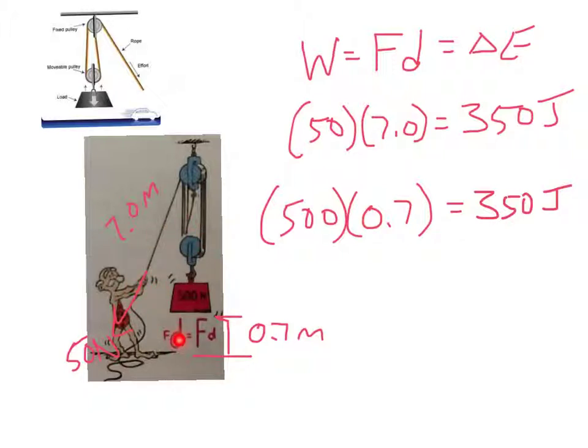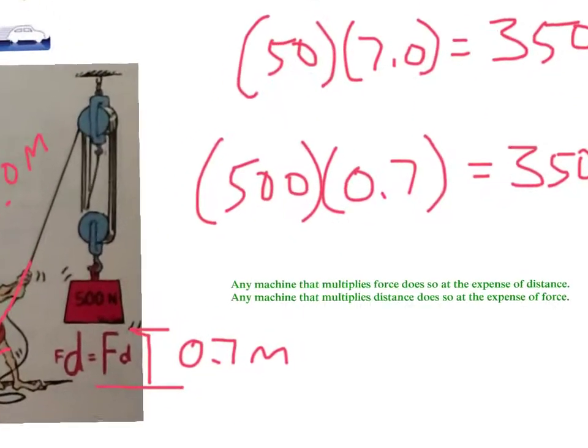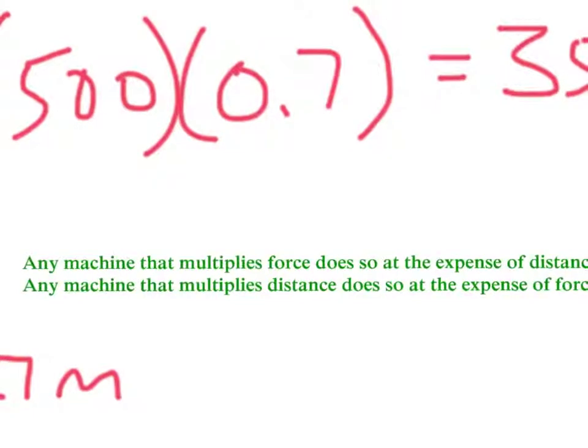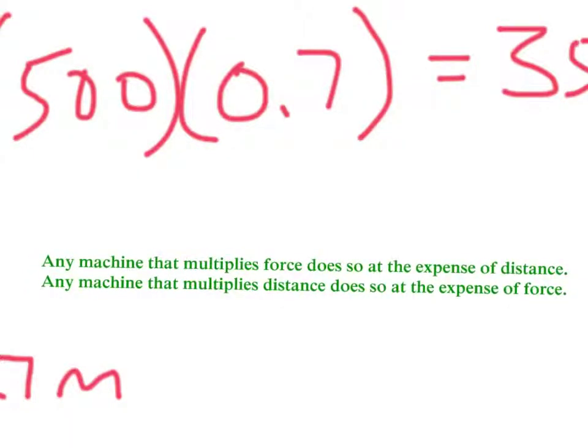So any machine that multiplies force does so at the expense of distance. And likewise, any machine that multiplies distance, such as your forearm and your elbow, does so at the expense of force. No machine or device can put out more energy than is put into it. No machine can create energy. It can only transfer energy or transform it from one form to another.